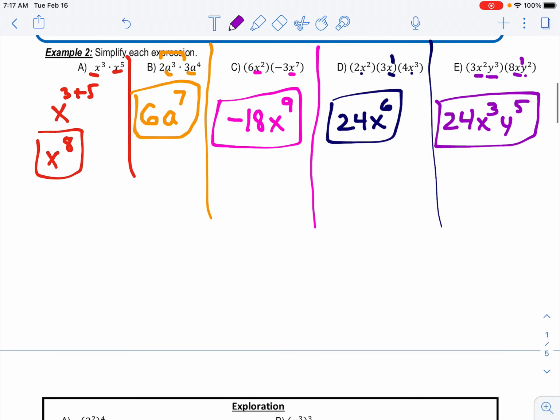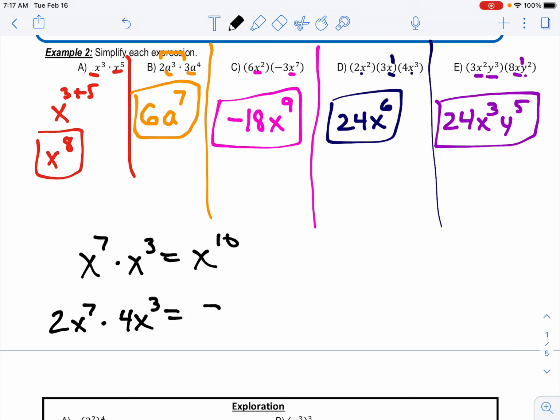All right, so from the multiplication, if it's just the same base, we copy the base and we add the powers. If it's got a number in front of it, we multiply the numbers, we copy the base, and we add the powers. So there's the two different cases right there.